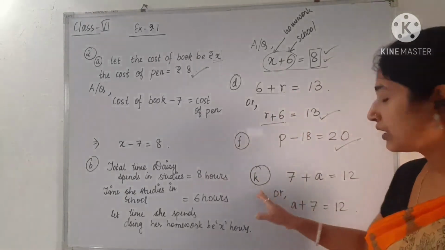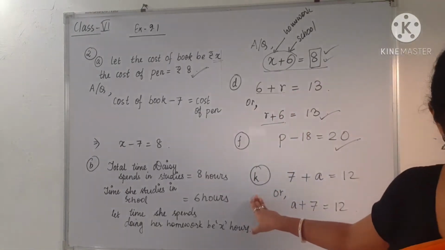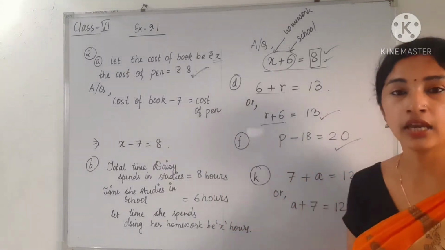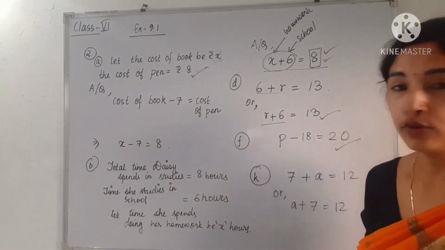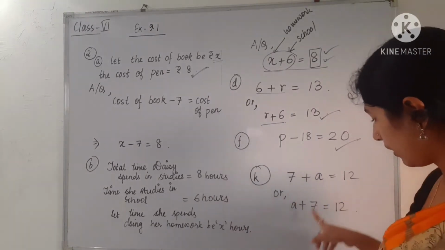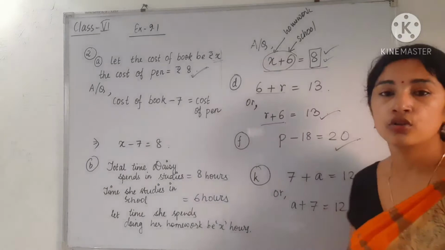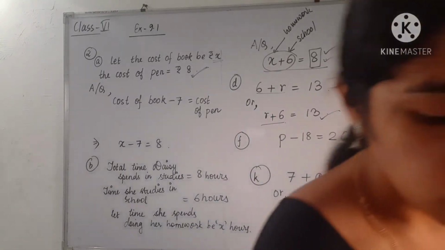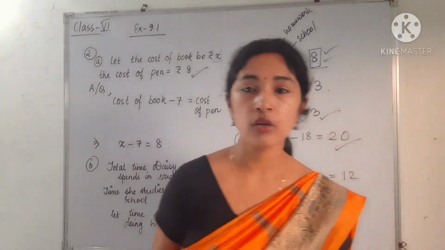So next is number k. In number k, it is given that you have to add two numbers, that is 7 and a number a, then you will get 12. So 7 is added to a, so the answer will be equal to 12, or you can write a plus 7 is equal to 12. So this is the final algebraic equation. Next is question number 3. Question number 3, you can do it in the book itself.